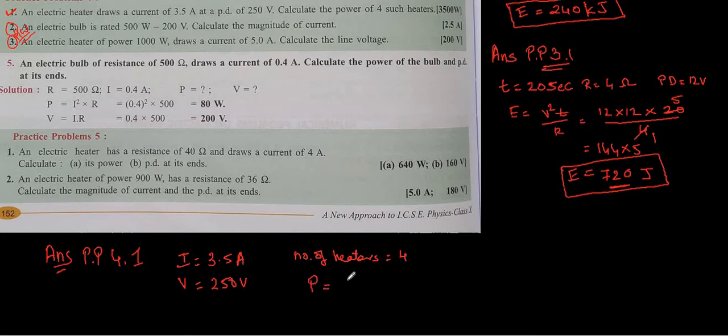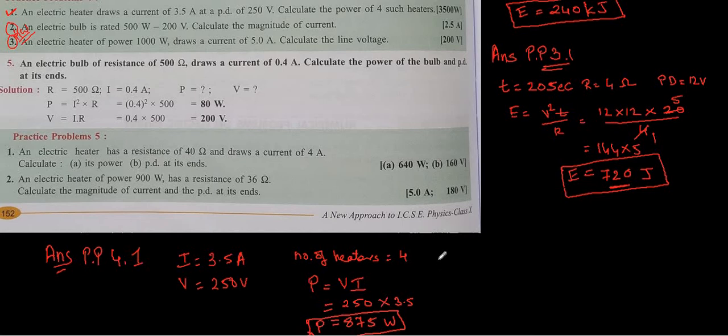So power for one is what? V into I. Placing the value of V. So V is 250 multiply by 3.5. How much you get it? You get 875 watt. So this is power for one heater. Understood? This is the power for one heater.